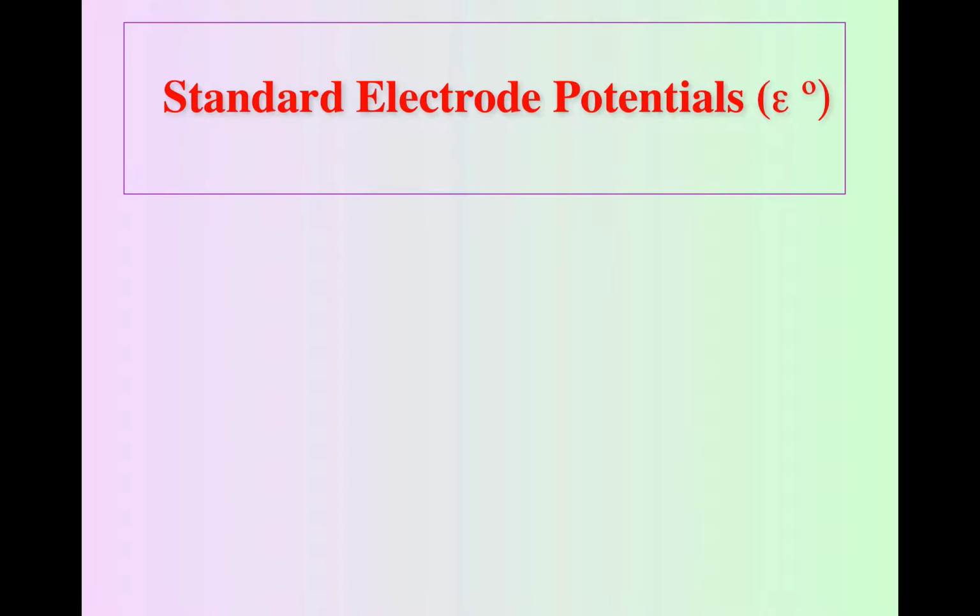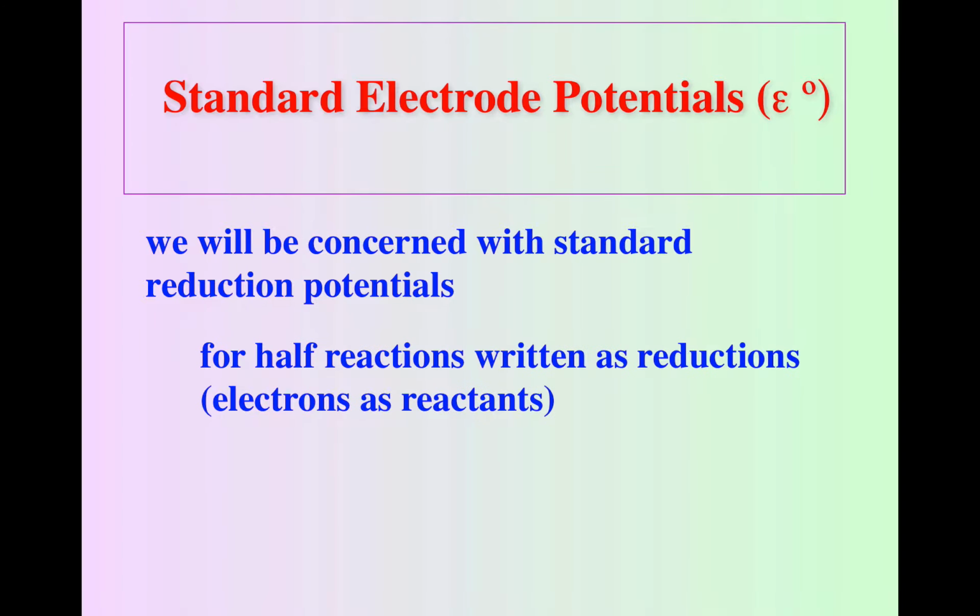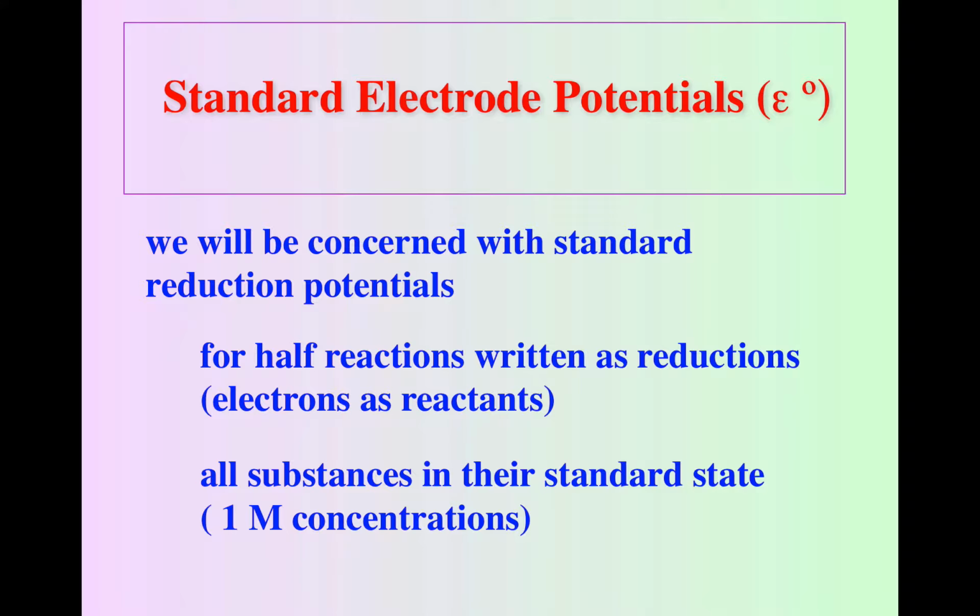Standard electrode potentials. All right, so E naught. We'll be concerned with standard reduction potentials, right? So the voltage generated when an oxidizing agent takes electrons. For half reactions written as reductions, the electrons are the reactants, right? Something taking electrons. So what kind of voltage is generated when you're in your standard state? And when you're in your standard state, the substances are at 1 molar concentrations.